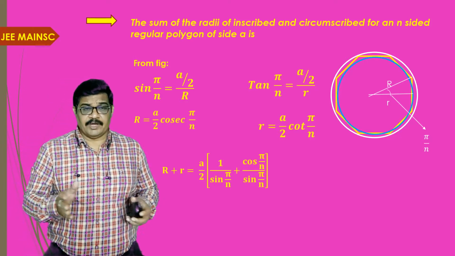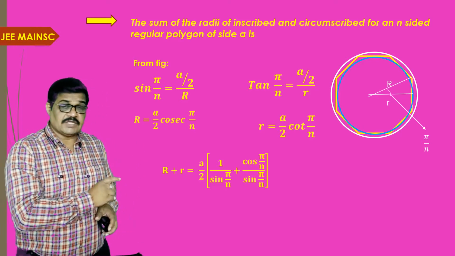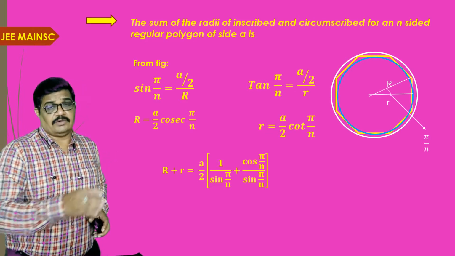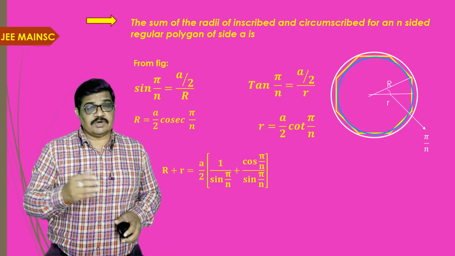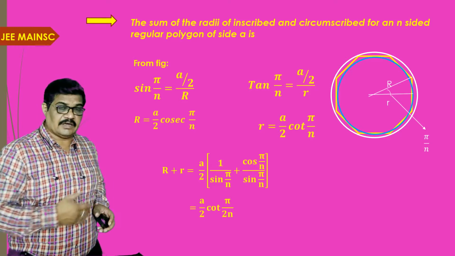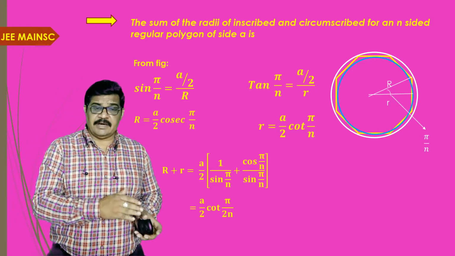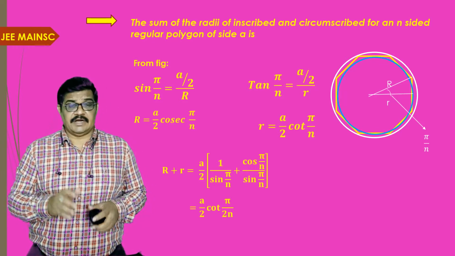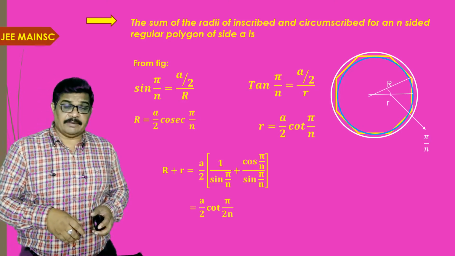In this we take a by 2 common. A by 2 into 1 by sin pi by n, since cosec pi by n is 1 by sin pi by n, plus cot pi by n, which is cos pi by n by sin pi by n. Taking the LCM, which is sin pi by n, the numerator is 1 plus cos pi by n. What is 1 plus cos theta? 2 cos square theta by 2. So after simplifying, we get capital R plus small r is a by 2 into cot pi by 2n. That is the sum of the radii of the inscribed and circumscribed circles for an n-sided regular polygon of side length small a. This is capital R plus small r is a by 2 cot pi by 2n. Okay.